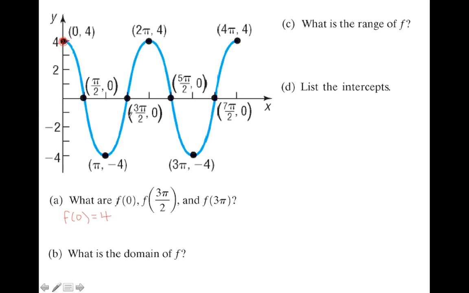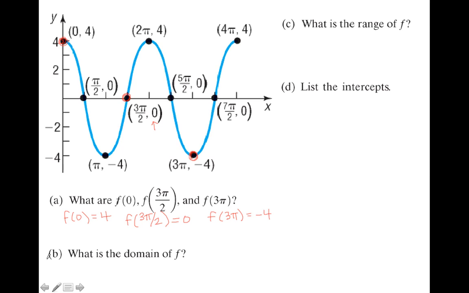Okay, next one, f of 3 pi over 2. Go to 3 pi over 2 on the x-axis. That's this point. The y value of that point is 0. So f of 3 pi over 2 equals 0. Okay, then the last one, f of 3 pi. Find 3 pi on the x-axis. Go up or down until you hit the graph. So that's this point here. So f of 3 pi is negative 4. Or negative 4 is the y value that corresponds to an x value of 3 pi.